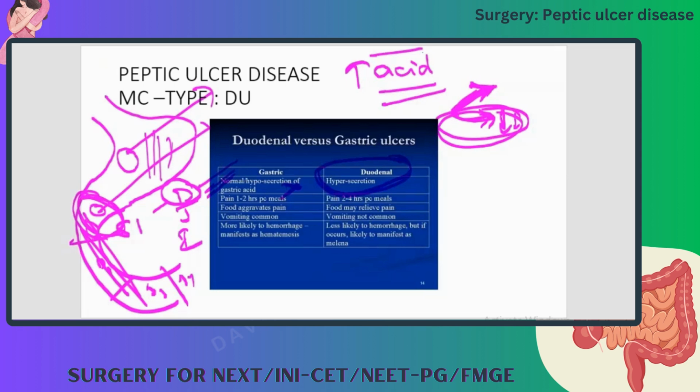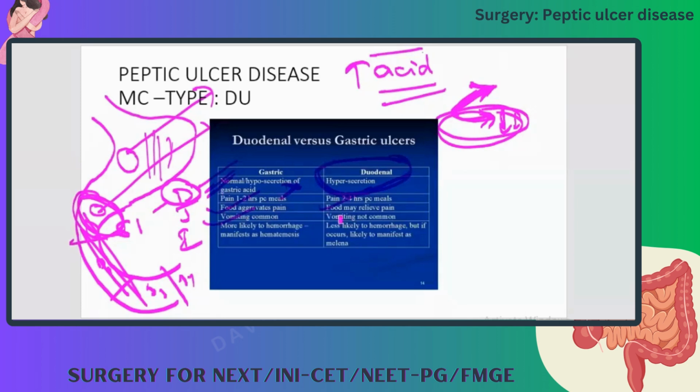And how will duodenal ulcer patients present? They will present obese, because whenever they eat, the hypersecretion will be nullified by the food. So they will keep ingesting much food and become obese when they present to you. Food aggravates pain in gastric ulcer and food relieves pain in duodenal ulcer. In the same way, vomiting is common in gastric ulcer, because whenever they eat they will have pain and feel like vomiting.